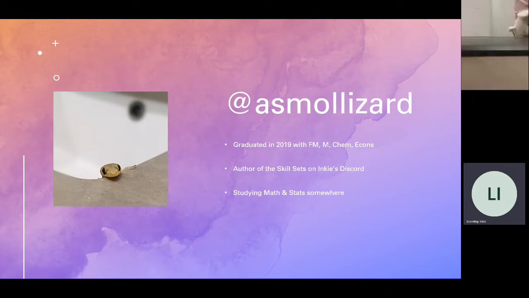Alright, so I'm a small lizard and I graduated 2 years ago with Further Math, Math Academy Cons. And I'm the author of this math skill set on Inkie's Discord. So if you go to the resource channel and scroll up, you see my skill sets there. And of course, more to come. I've actually done most of the remaining topics already. We're just left with uploading them. And I'm studying math and stats somewhere.